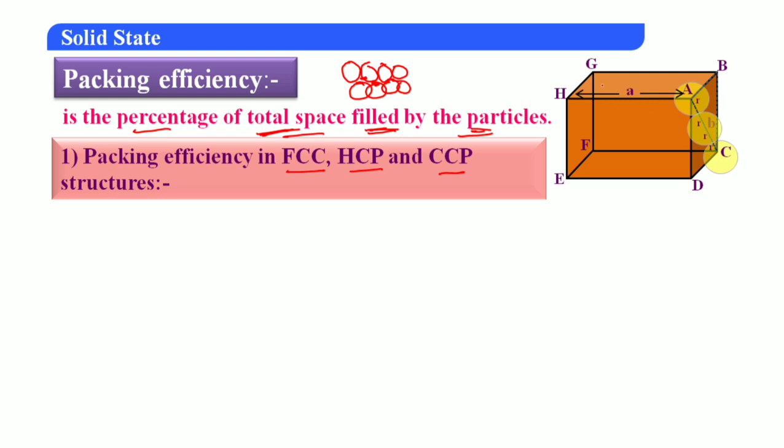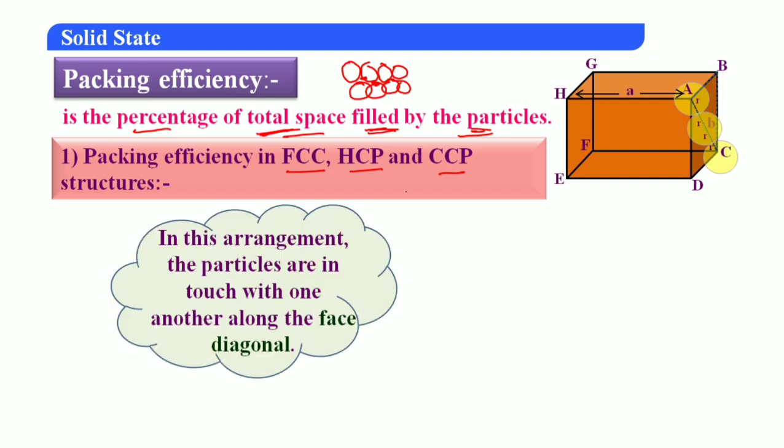Very simple, one cube you have to draw. Then on all the 6 faces, one particle you have to draw like this. You can see here the particle on the face diagonal, we call it the AC diagonal. You can see one particle. Now in this arrangement, remember, particles touch one another along the face diagonal.